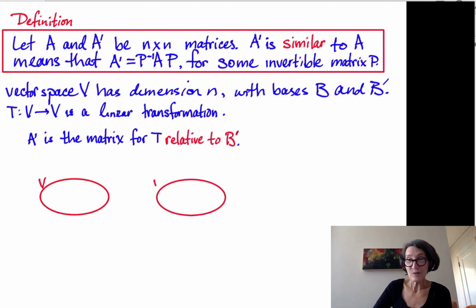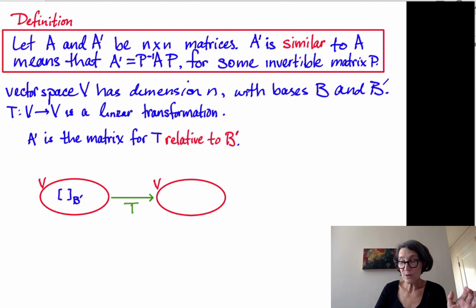What does that look like? So here we've got V, and we've got T that goes from V to V, and so we're starting with a coordinate vector for V relative to the basis B prime, and so multiplication by A prime takes us to the coordinate vector relative to B prime of the image of V. So the transformation does the same thing as multiplication by the matrix A prime, but the vectors in the domain and in the range are all coordinate vectors relative to the basis B prime.